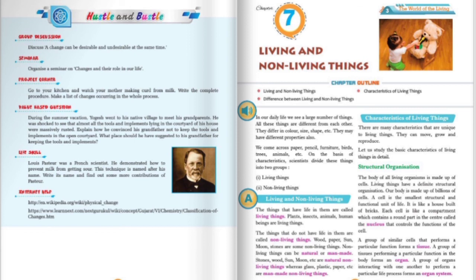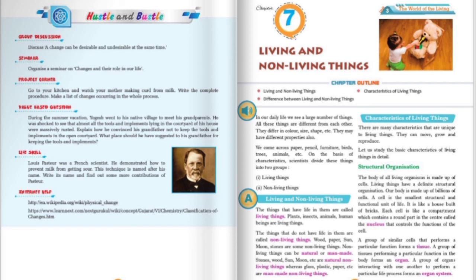And what are the non-living things? The things that do not have life in them, they are called non-living things. All the things that do not live, they do not have any life, they are called non-living things. Some examples of the non-living things might include the wood, paper, sun, moon, stones, rocks. These are all the non-living things. जितनी भी चीजें आपके आसपास हैं जो respire करती हैं, जो life contain करती हैं, whichever thing is having life in them, they are the living things. And whichever thing is not having any life in them, they are called the non-living things.